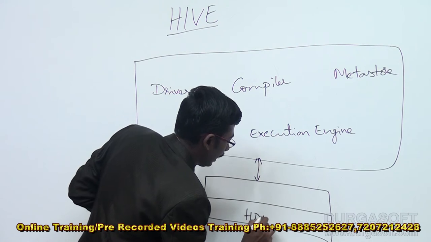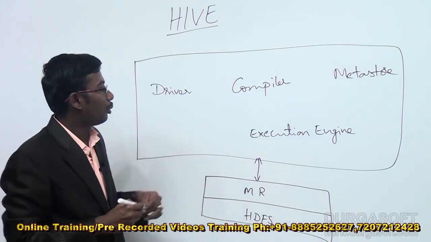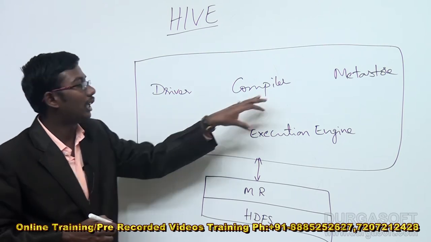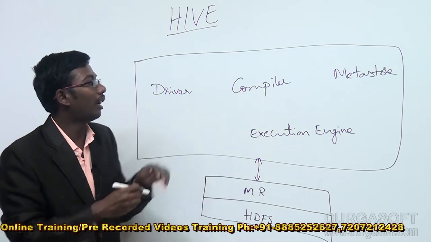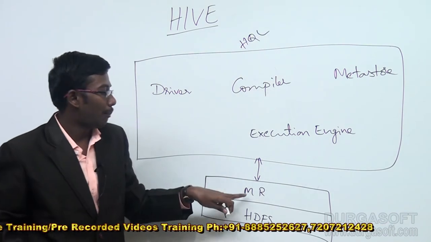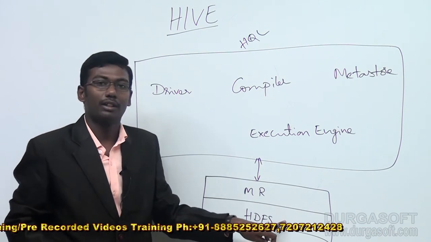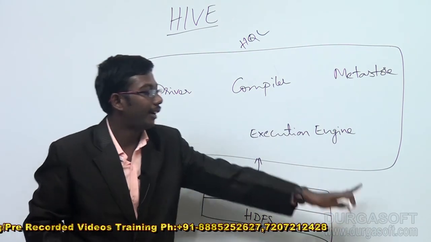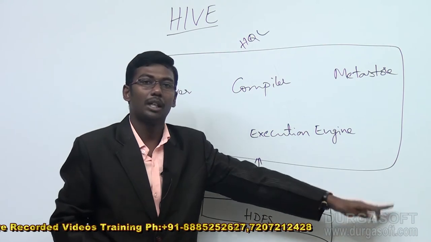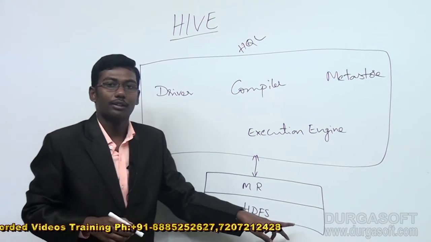HDFS data and uses MapReduce programs. Whatever functions or programs we execute in the form of HQL will be internally converted into MapReduce programs, which also take the data from HDFS only. Hive cannot take data from any RDBMS or any NoSQL database. It takes the data from HDFS only.